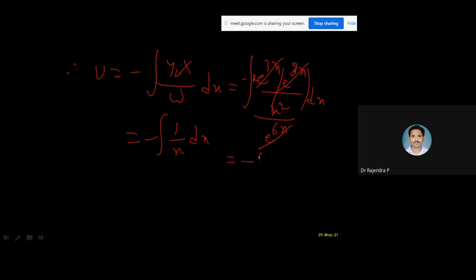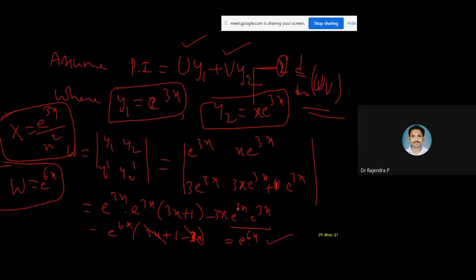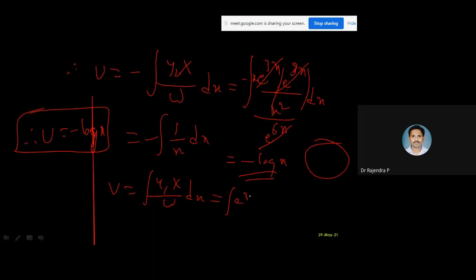Yes, sir. That is nothing but minus log of x. Perfect. Don't write plus c. Please, I'm always telling you, you should not make these mistakes. So we have u equal to minus log x. Similarly, you find v also: integral y1 X by W dx. So as usual, what is y1? E power 3x. Capital X is e power 3x by x square divided by W, e power. What is that value?